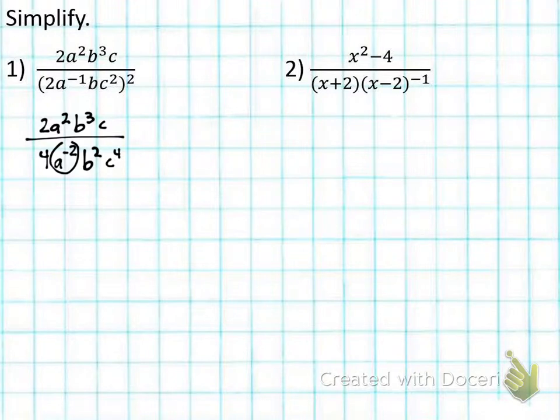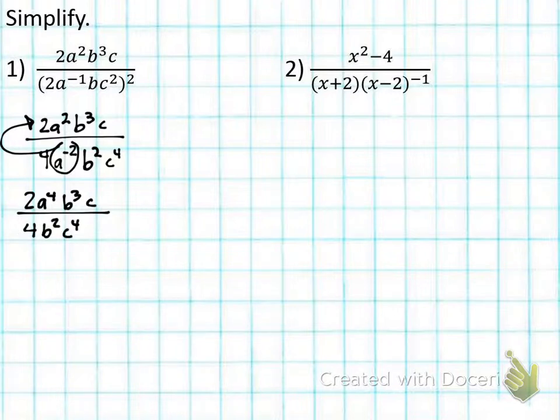Then we have a to the negative power. Remember from a couple months ago, a negative power, we just have to flip it to the opposite side of the fraction. Since it's in the denominator, I'm going to put it in the numerator. We already have a squared in the numerator, so we're going to bring another a squared up here, which is going to be a to the 4th. So we got 2a to the 4th, b to the 3rd, c, all over 4b squared, c to the 4th.